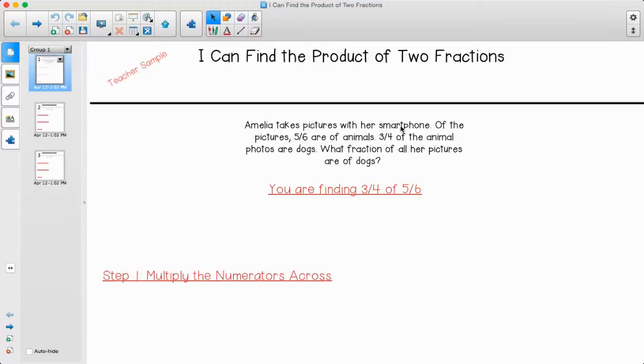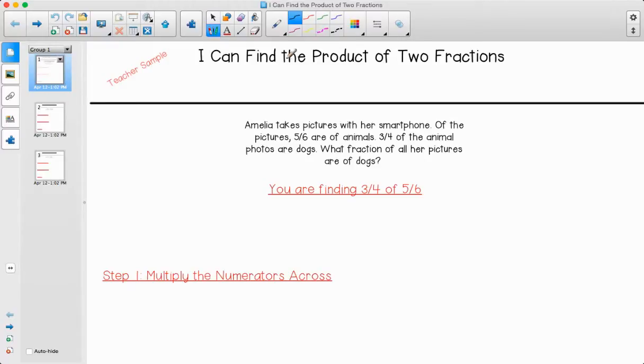So here's your sample problem. It says Amelia takes pictures with her smartphone. Of the pictures, 5/6 are of animals. 3/4 of the animal photos are dogs. What fraction of all her pictures are of dogs?